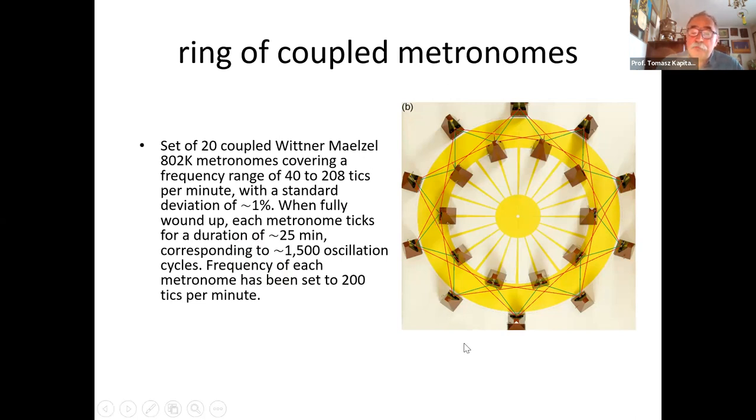And we coupled 20 metronomes in such a way that each metronome was coupled with the nearest neighbor by a green line, and also with the second nearest by a red line. I think these red and green lines were tiny rubber or Lycra strings, which were connecting directly the pendula of each metronome.